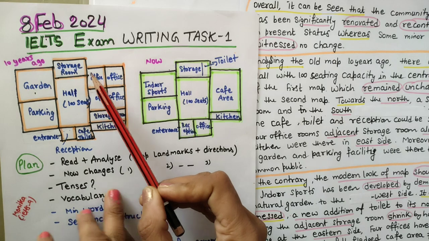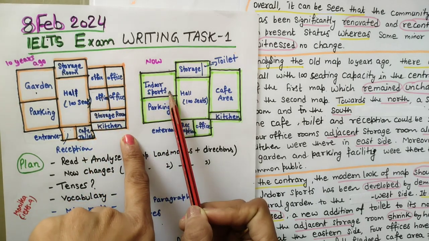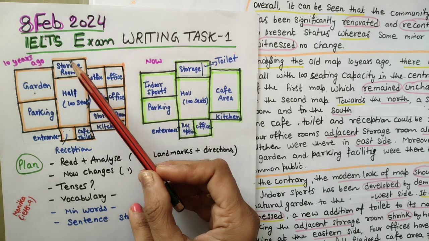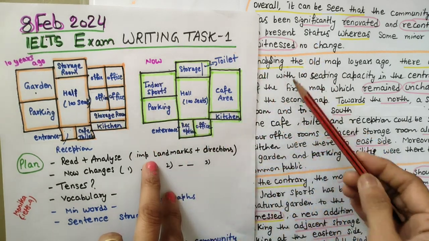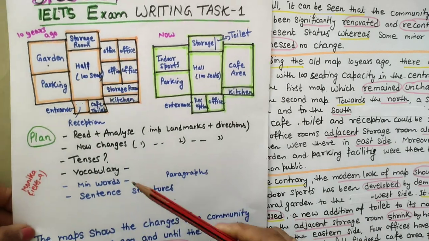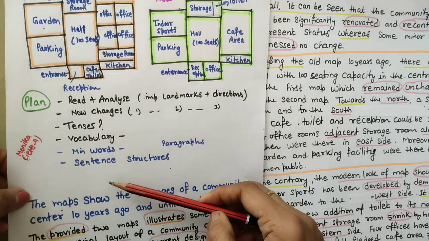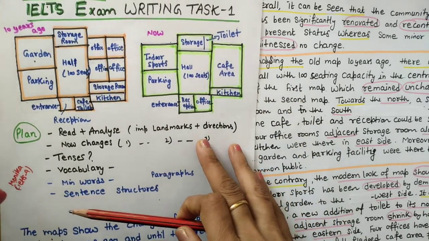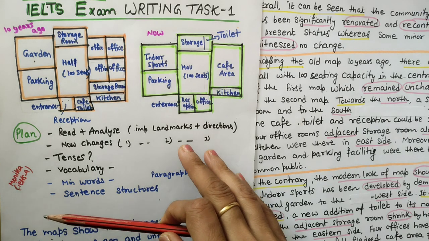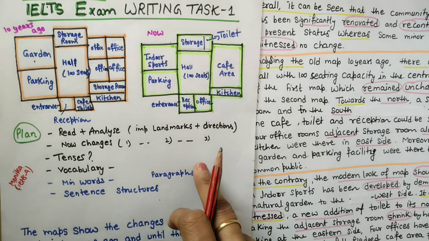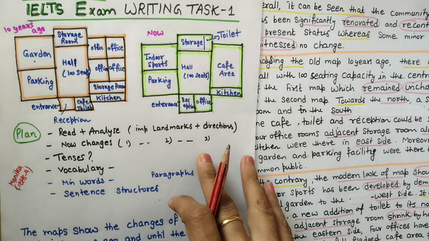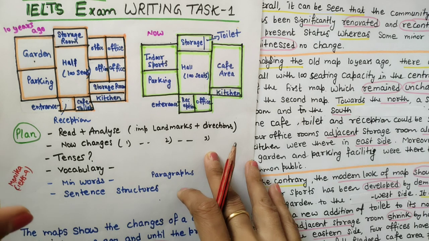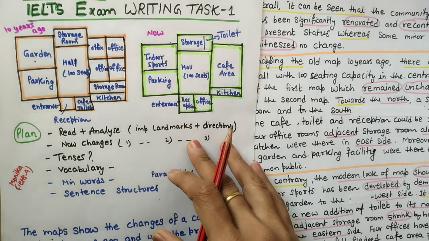Okay, so here you can see this map diagram was there in the IELTS exam writing task 1 that was held on 8th February 2024. I will explain the full thing to you, including your planning, vocabulary, minimum words, sentence structures, everything. But one mistake that I have made, I will explain at the end, so you should also try to notice what mistake I have made. In fact, it is a big mistake and you should not do it, because that will reduce your band scores.